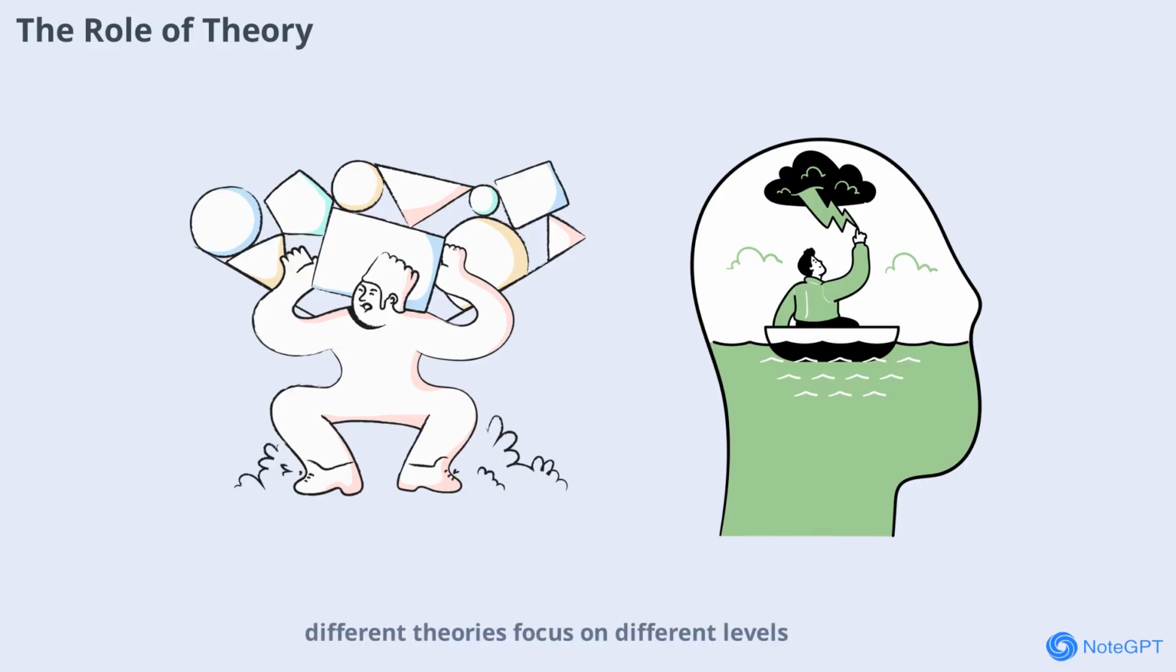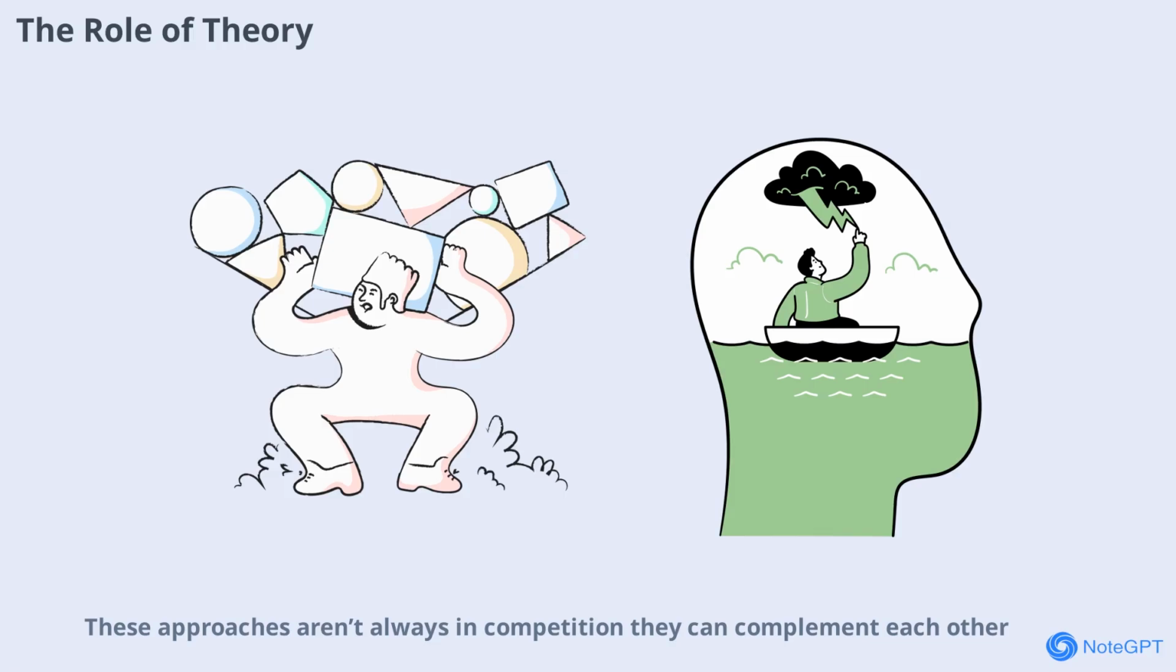Instead, different theories focus on different levels, from society-wide issues to individual biology. These approaches aren't always in competition. They can complement each other, giving us a fuller picture of why offending occurs and persists. Let's explore how these levels of analysis help us understand criminal behavior.